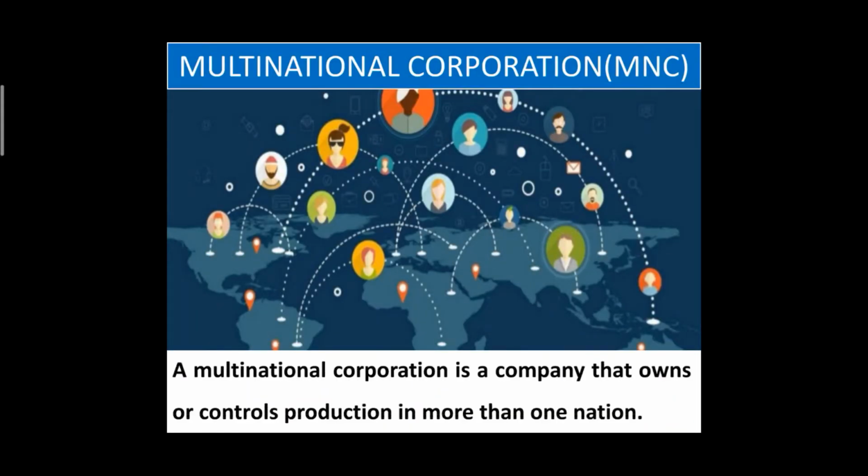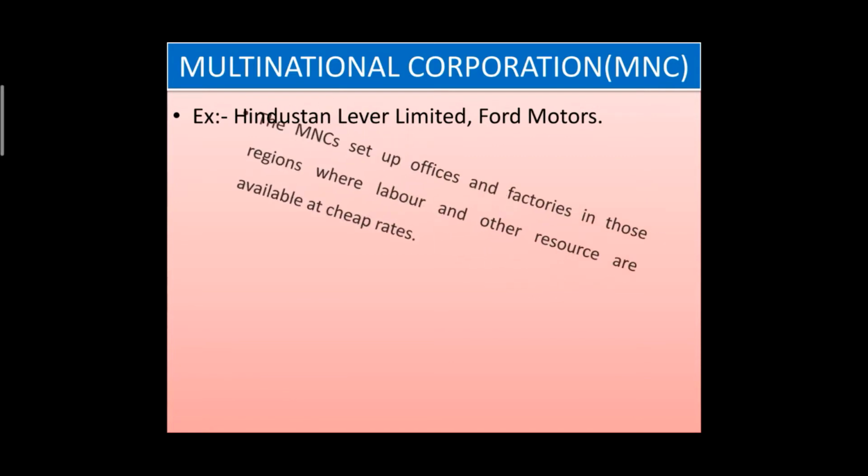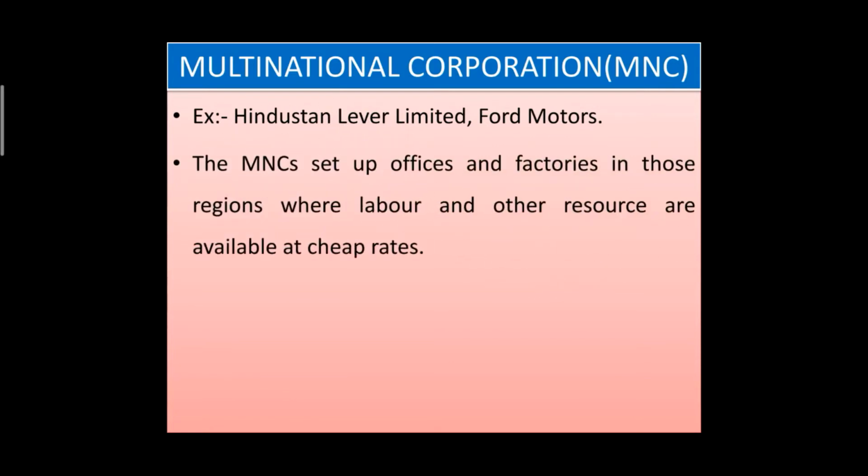A multinational corporation is an enterprise that operates its business in more than one country. MNCs transformed the shape of trade. How? MNCs own or control production in more than one nation. So, MNCs set up offices and factories for production where they get labor and resources at a low price. MNCs divide the production process into small parts and spread them out across the globe.